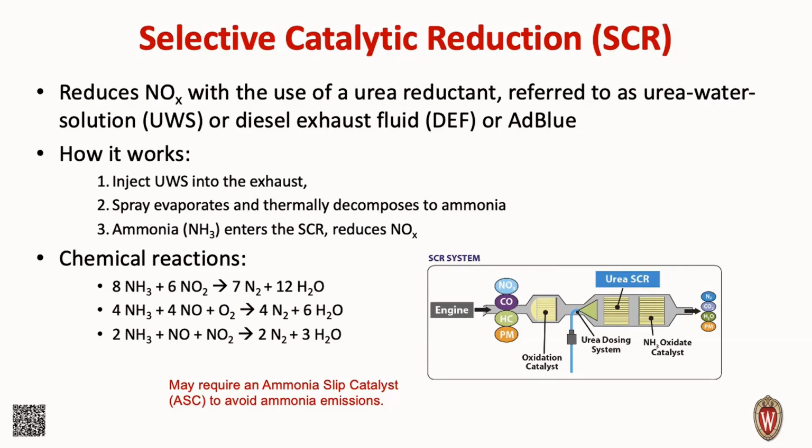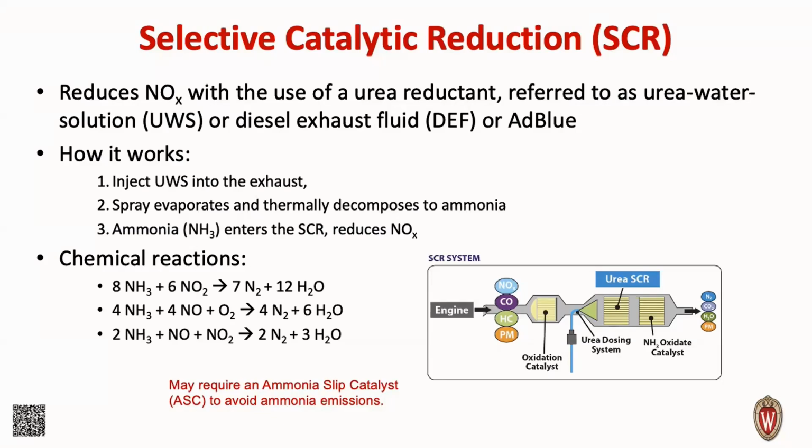How selective catalytic reduction works is you inject the urea water spray into the exhaust. So you have your oxidation catalyst here and then the DPF usually after it. Then you have an injector, just like a fuel injector, that doses the urea water solution in here and sprays it before we have the urea SCR catalyst. The spray evaporates, and the urea thermally decomposes into ammonia, and ammonia is the actual active reagent that enters the SCR and reduces the NOx.